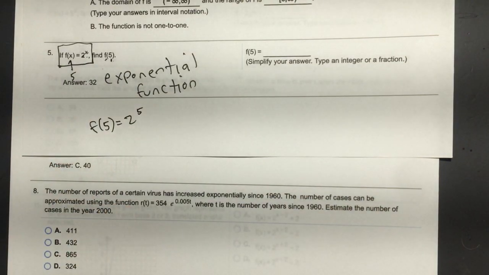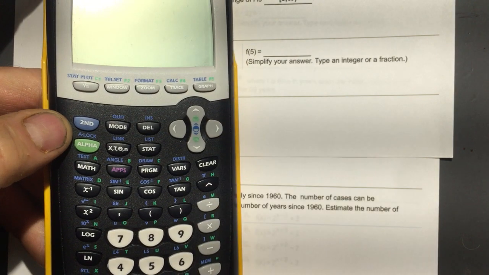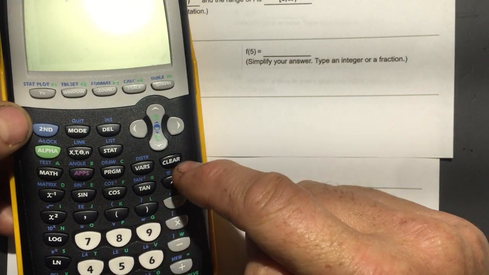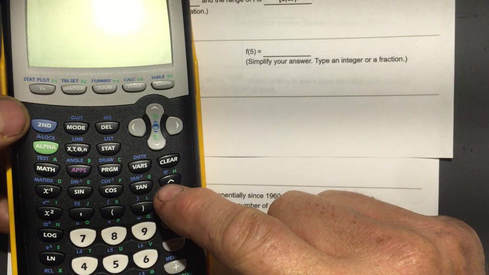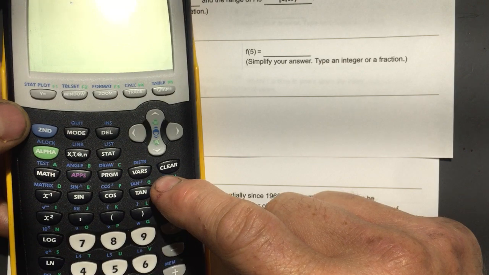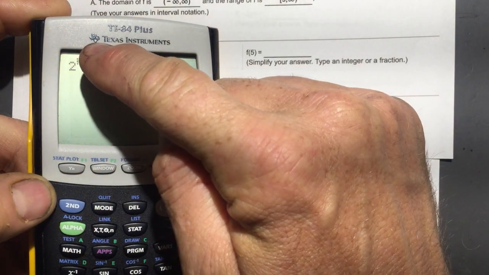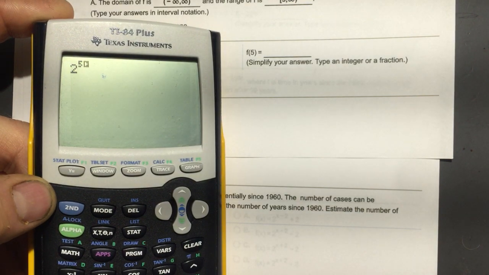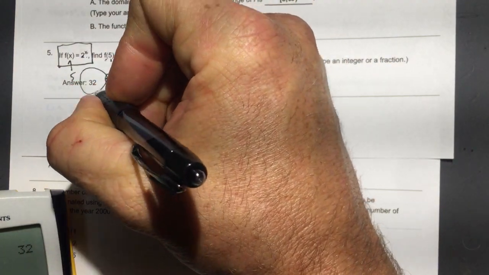So we're just going to punch this in the calculator. When you punch in 2 to the 5 power, so 2, this button right here is my exponent button, this little triangle with no bottom. So I hit 2 to the, and then see how it moves me up in the exponent? I'm just going to put a 5 there, and there it is, 32. So my answer is 32. You see that right there, 32.